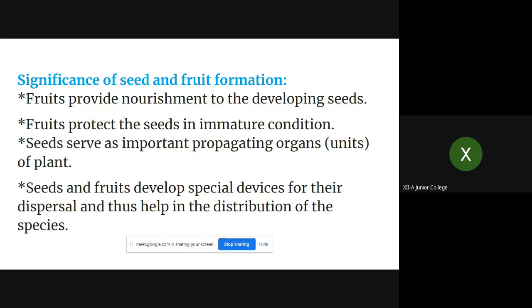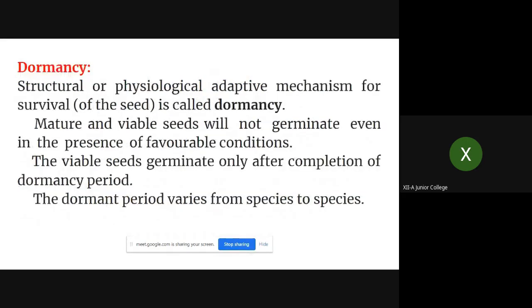Because of this dispersal, maybe by insects to some extent, maybe by birds, animals, or there are different devices used. Because of this dispersal of seeds and fruits, these species are distributed in different areas and we can get the varieties. Okay, so this is the significance. Now, a few more terminologies remain in this chapter that we are going to discuss, and at the end I will show you the videos and some questions.